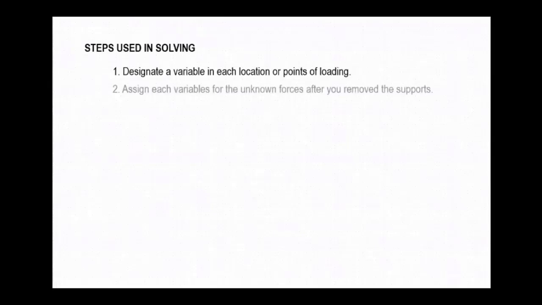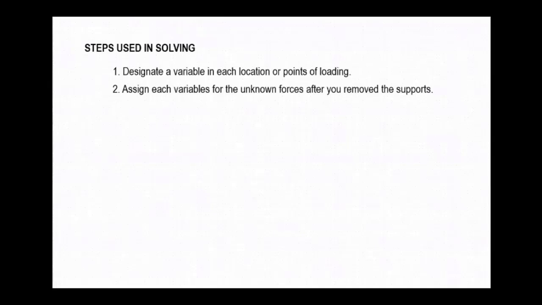To solve this problem, we will follow the 5 steps I made. First, we will designate a variable at each location or point of loading. From left to right, we will use variables A to E. For every point or location of loads, we will designate a letter. We will also designate a variable for the location of the supports. In this problem, we will designate B for the pin support and D for the roller support.